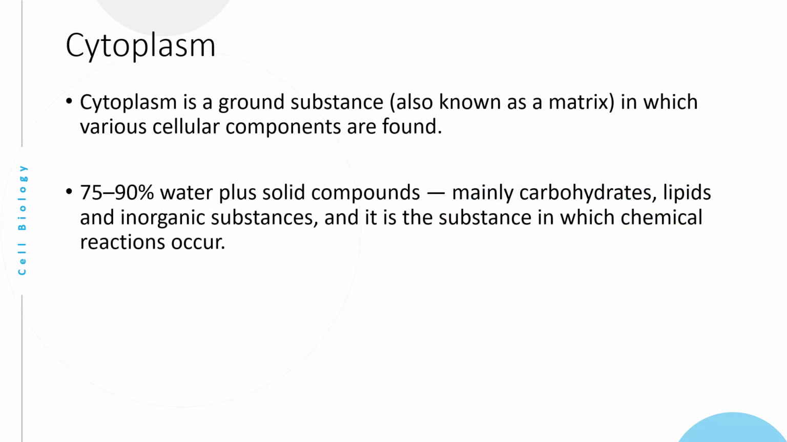Cytoplasm is a ground substance, as I told you earlier, also known as matrix, in which various cellular components are found. It is 75 to 90% water, but there are solid components, mainly carbohydrates, lipids, and inorganic substances. And it is the substance in which all chemical reactions occur. Let's look at the nucleus now.